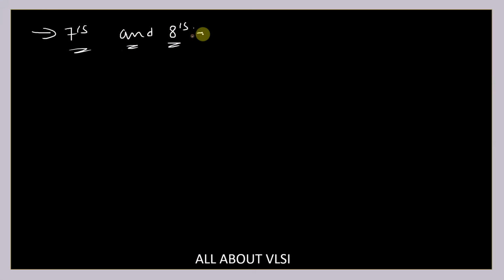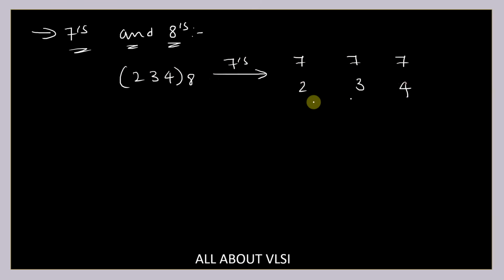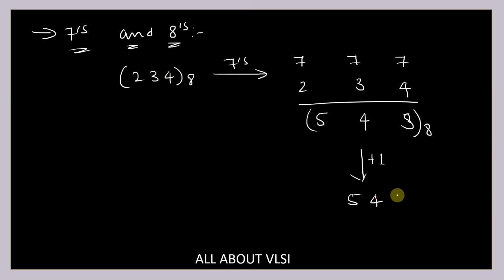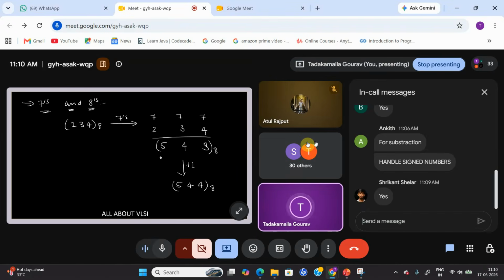In the case of sevens and eights complement, let's say I have a number 234 base 8, and I want to perform seven's complement on it. I subtract each digit from 7: 7 minus 4 is 3, 7 minus 3 is 4, and 7 minus 2 is 5. So we get 543 to the base 8. If I want 8's complement, I just add 1, so it is 544 to the base 8. The 15's and 16's complement, and 9's and 10's complement, all work in the same manner. This is what we are going to follow.